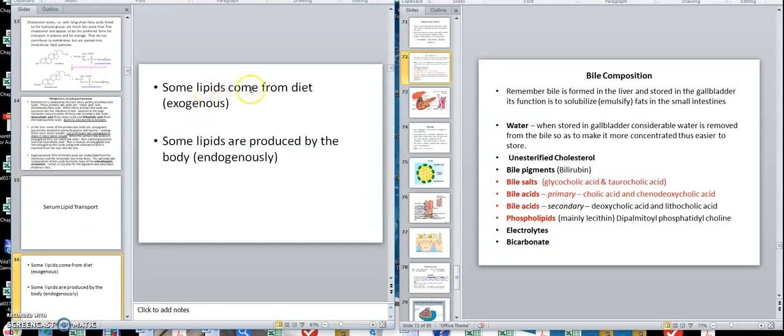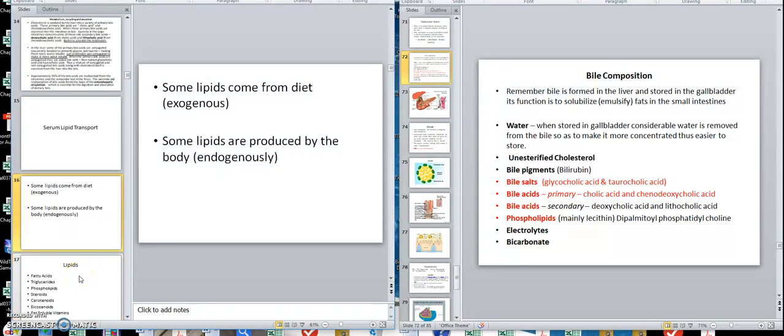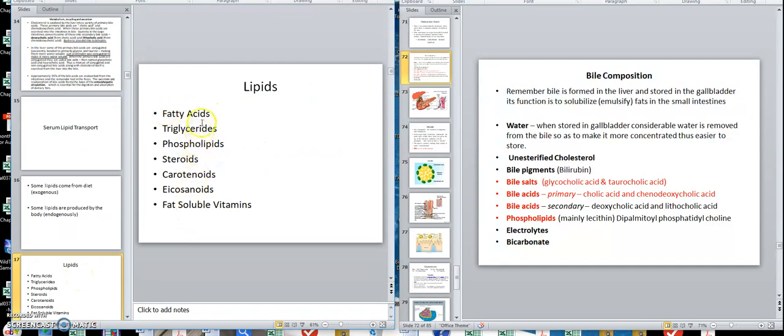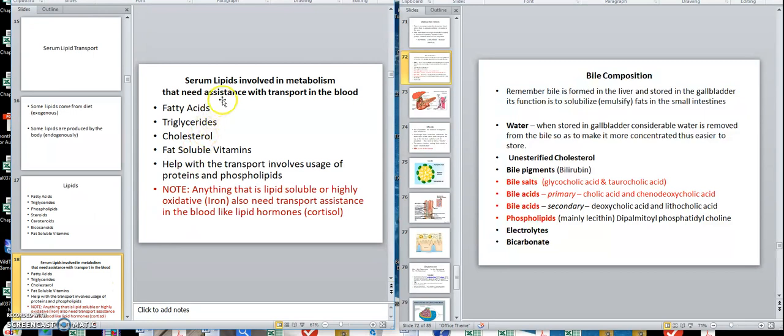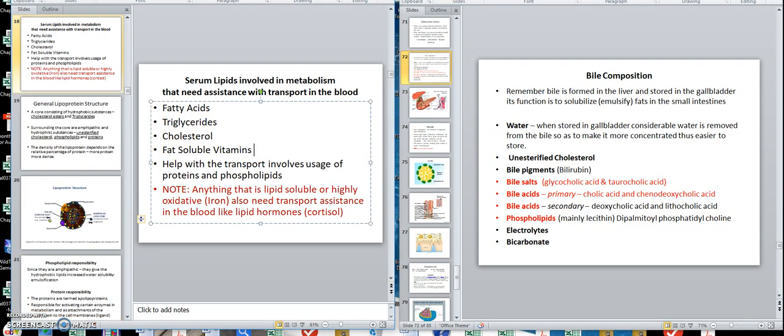Now let's go back. Some lipids you bring in from your diet, as we talked about, and some lipids you produce, we just said, internally. Here's a list of lipids that you have. This is from ANP1. Okay. Serum lipids involved in metabolism that need assistance with transport. These are the ones that would need assistance with transport. They are fatty acids, triglycerols, cholesterol, your fat-soluble vitamins. Remember what your fat-soluble vitamins are? A, D, E, and finally K that's been trying to creep in. So A, D, E, and K are your fat-soluble vitamins.